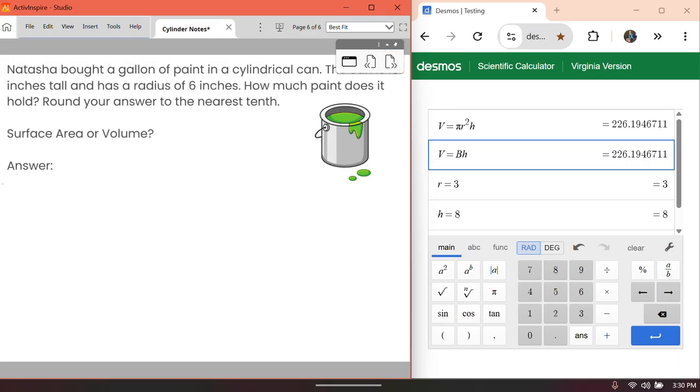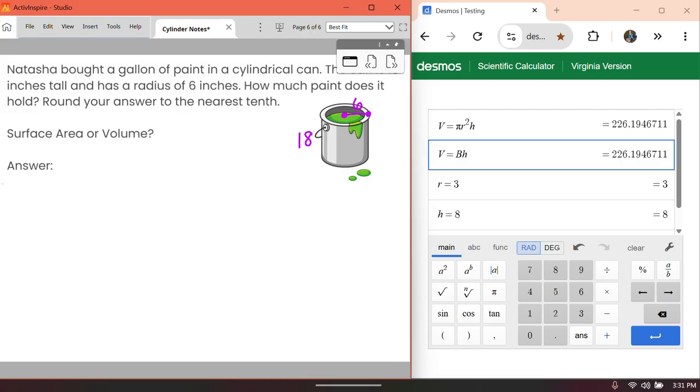Let's see what this last one is. We should be a pro by now. The last one says, Natasha bought a gallon of paint in a cylindrical can. The can is 18 inches tall, and I'm noticing that that's not labeled in the picture, so I'm going to label 18 on the side. And it has a radius of 6 inches, so I'm going to label my radius 6. How much paint does it hold?